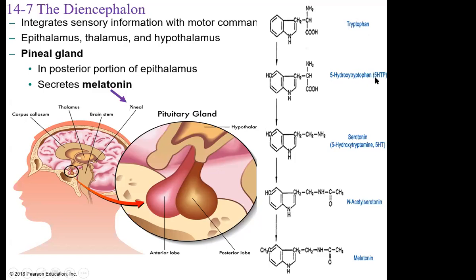Tryptophan will convert to 5-HTP. You may have even seen supplements on the shelf that are for 5-HTP. This is then going to convert to serotonin. Remember, this is that neurotransmitter or that hormone that helps your brain to feel good. Then we have this next conversion to acetylserotonin, and then finally to melatonin.